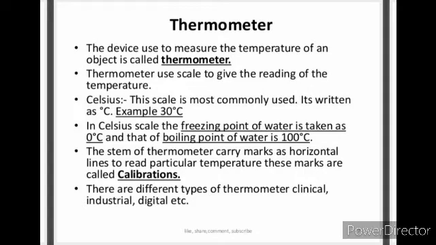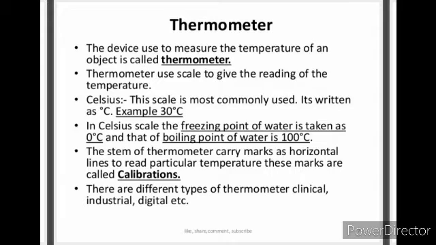Hello students, let's start the next part of this chapter, that is thermometer. Thermometer, what is it? It is a device which is used to measure the temperature of an object. And that object may be anything, we humans, animals, it could be anything. Whenever we go to visit a doctor, what does he do to measure the temperature? He just puts a thermometer in our mouth.